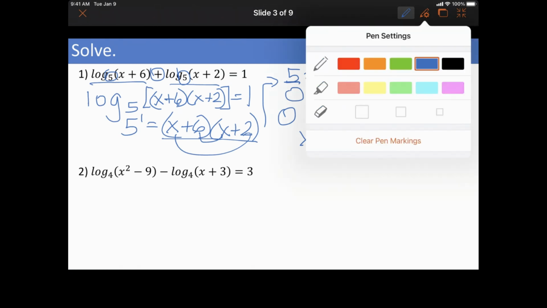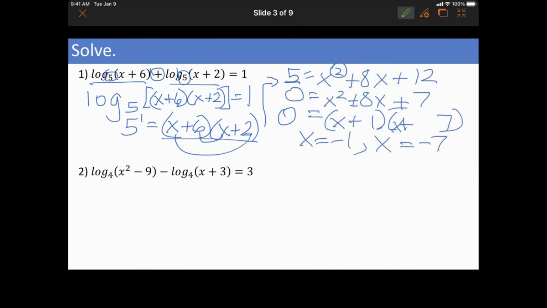So I'm going to take this number, -1, I'm going to put in here. So -1 plus 6, that's going to be a positive 5. That's great. -1 plus 2, that's going to be positive 1. So this is good. -7. -7 plus 6, that gives me a -1. Can't have an argument that's negative, therefore that's not a solution.